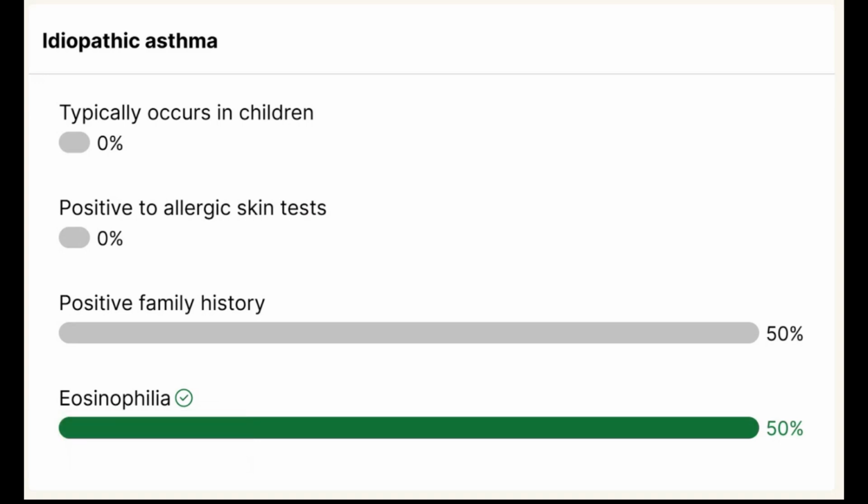So idiopathic asthma actually commonly occurs in adults over the age of 40. It isn't positive to allergic skin tests because type 1 hypersensitivity isn't involved in its pathogenesis. It doesn't correlate with positive family history, but it does manifest with eosinophilia on a complete blood count.